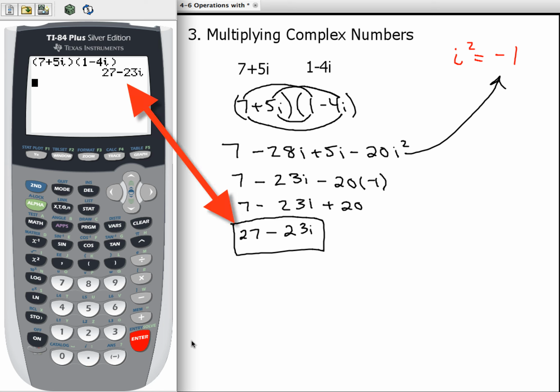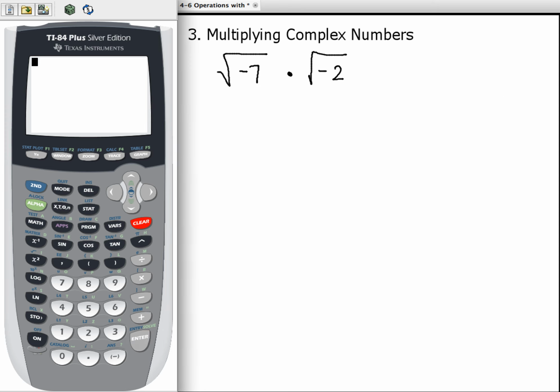Did we do it correctly? Yes, we did. So we didn't make any careless mistakes. Now let's just take a side note here and pay attention to this. What if you were multiplying two negative numbers together that were underneath a radical?